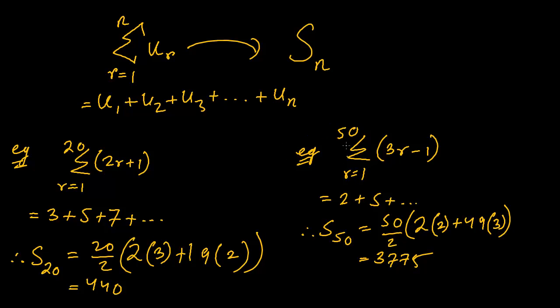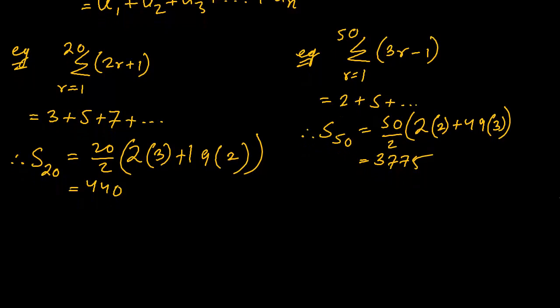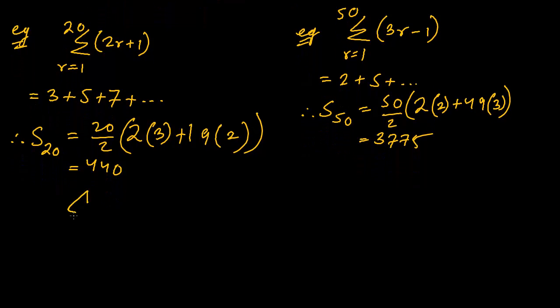One more thing, it is important that when you're finding the summation, it has to be the sum of the first n terms. If it does not start from the first term, then we have to do something about it. If you have to find the sum of r equals 4 to 20 for the same thing, 2r plus 1, now here you have to remember the first term now would be r equals 4. 2 fours are 8, plus 1 is 9. The second term would be r equals 5. So 2 fives are 10, plus 1 is 11, and it goes on like that.